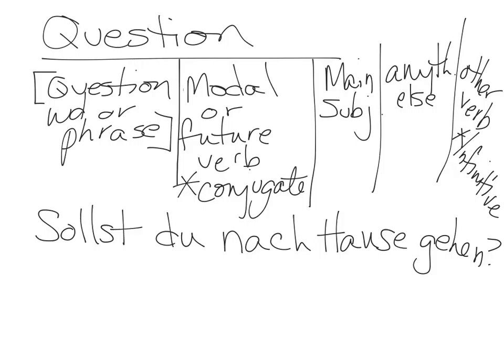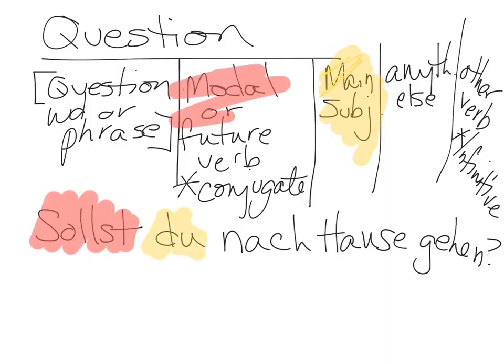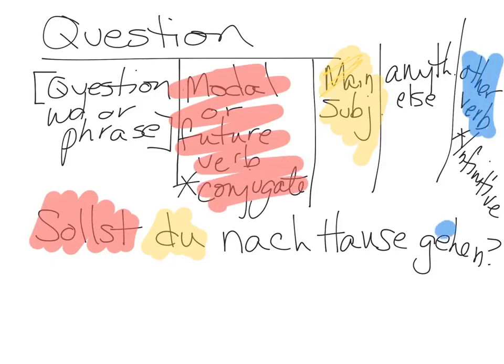Okay, so for your highlighting again, we have our main subject. We did that there. Red was our conjugated verb, and blue is our other verb. Okay. Does that make sense how that works?